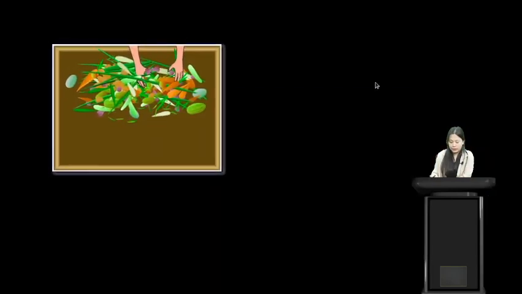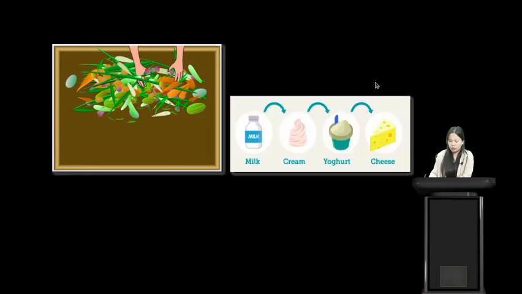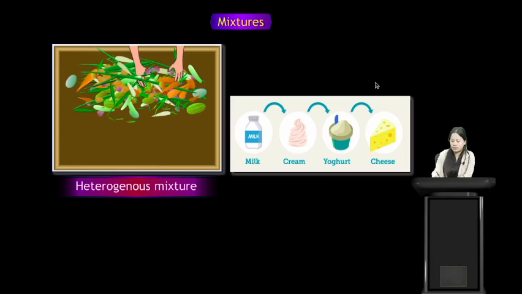Another example is cream, milk, yogurt, cheese. So we have discussed two types of mixtures. The first type is the heterogeneous mixture and the second is the homogeneous mixture. Students, do you recall what a heterogeneous mixture and a homogeneous mixture are? Yes, very good. Heterogeneous mixtures are those which do not have the same composition throughout, whereas homogeneous mixtures are those which have the same composition throughout.